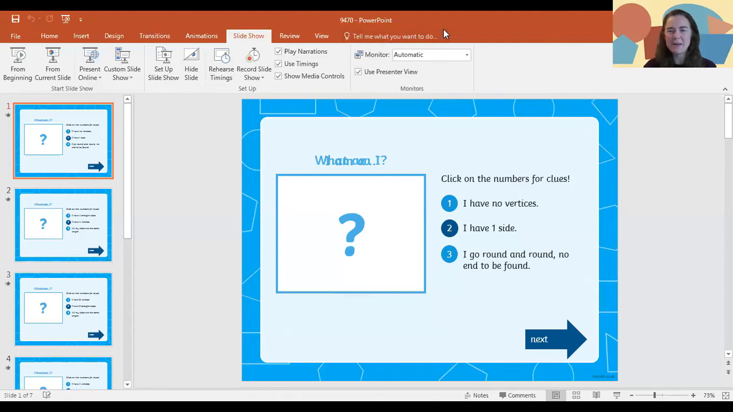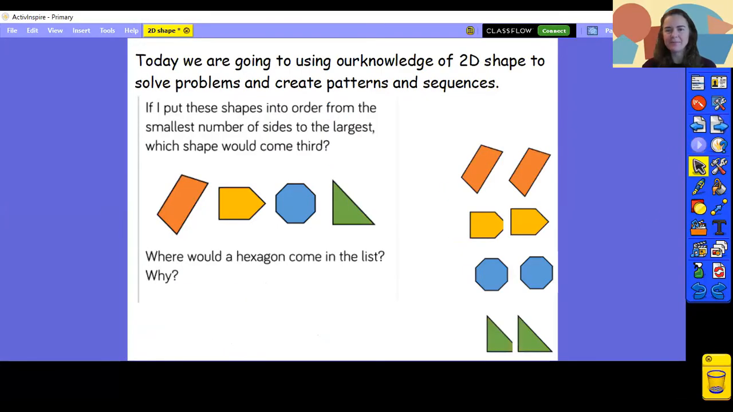Okay, let's go back to our main screen. Today we're going to be thinking about using our knowledge of shape to solve problems and to create patterns. So let's go back to our main screen and see what we're going to do next. Let's just move myself out of the way.